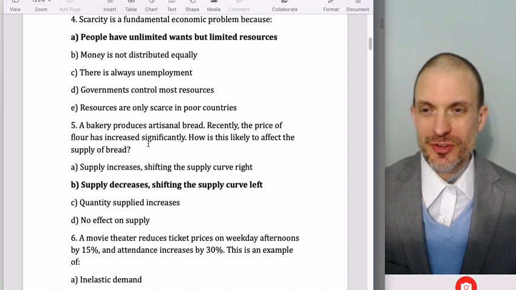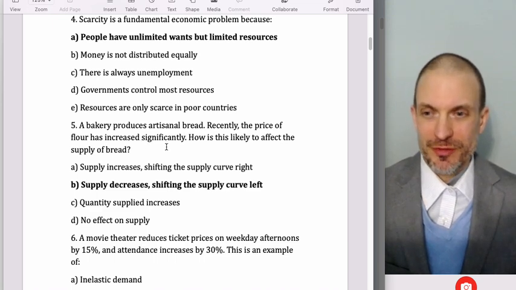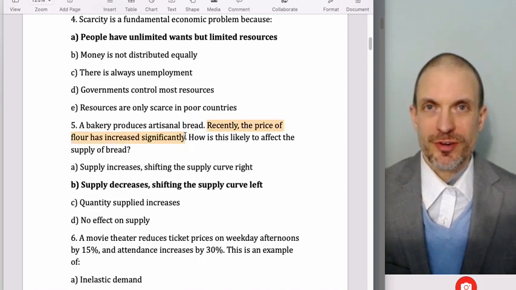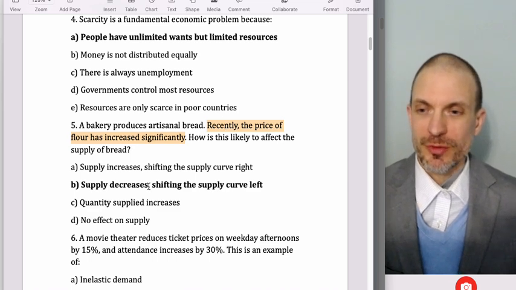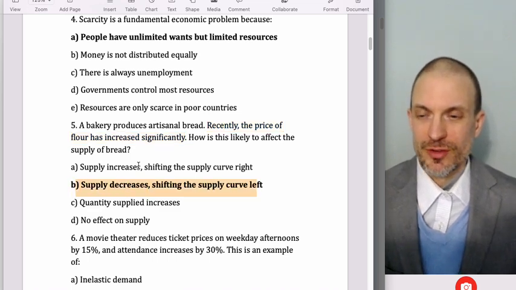A bakery produces artisanal bread. Recently, the price of flour has increased significantly. How does this affect the supply? We want to recognize this as a supply shifter, actually a change in the price of an important input. So we'll get a leftward shift to supply. That's a decrease, right? So the answer is B.